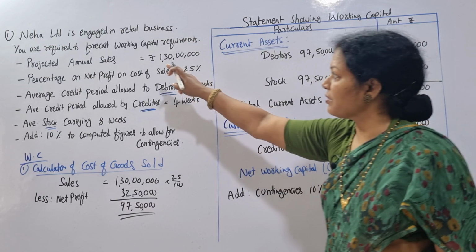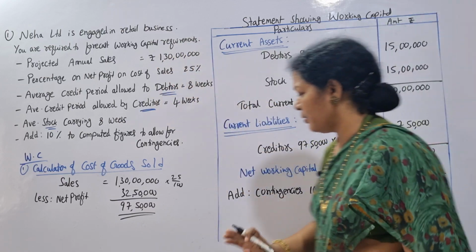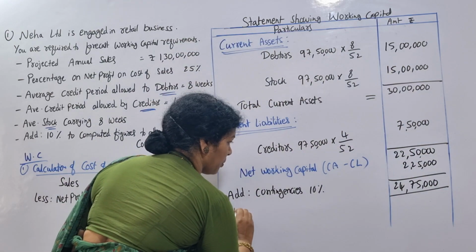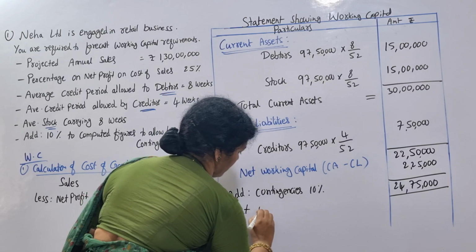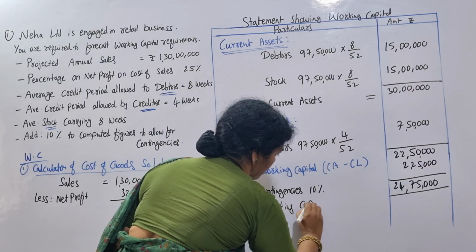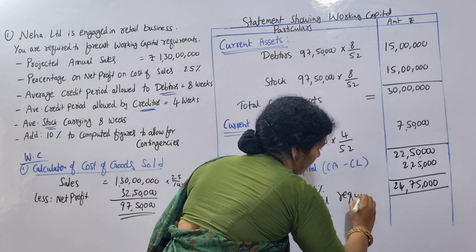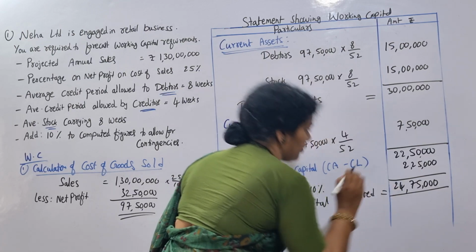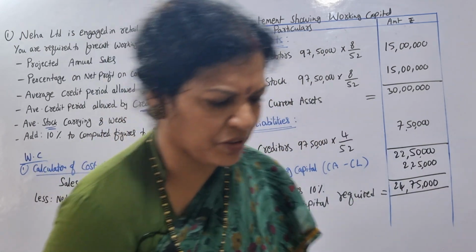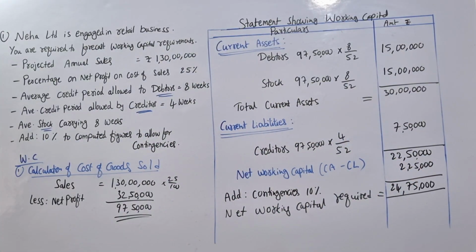What are they asking? Forecast working capital requirement. So total working capital requirement, net working capital required, is this one. Clear? Very easy. I'll explain it once again. First, you take the screenshot, then I'll explain once again.